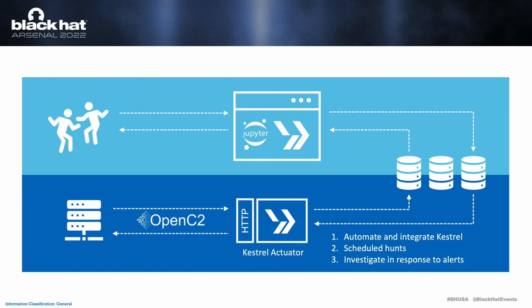OpenC2 is a vendor-agnostic command and control specification from the OASIS group. In OpenC2, a producer will issue commands, in our case, a request to perform a hunt, and a consumer will execute these commands and return any results. In our implementation, we use HTTP and JSON serialization for commands and responses. Let's take a look.